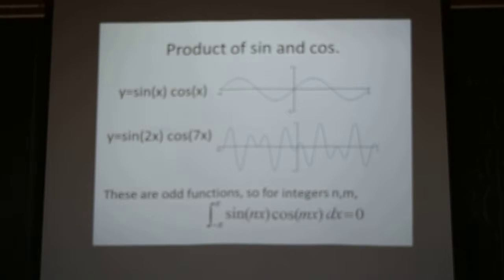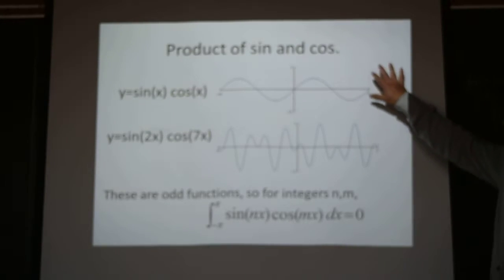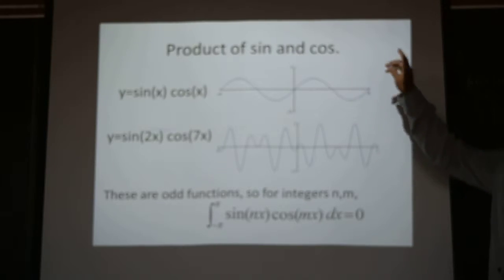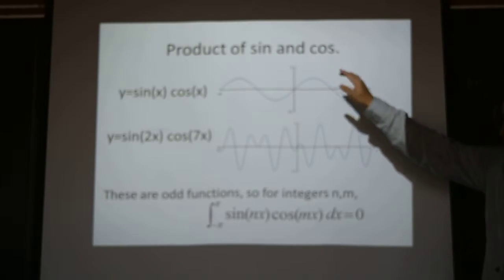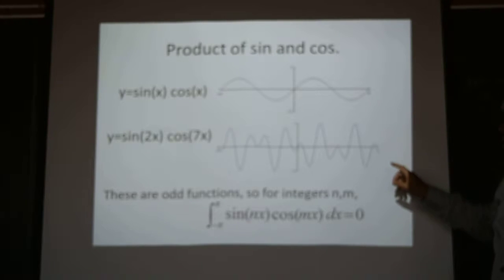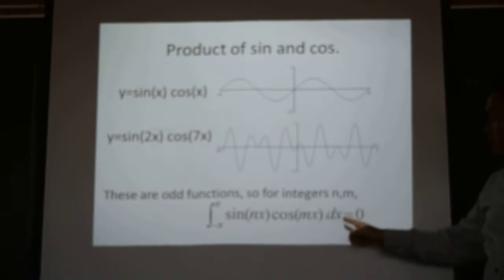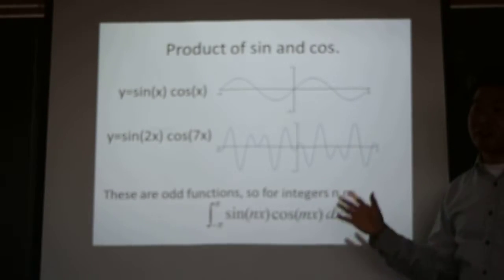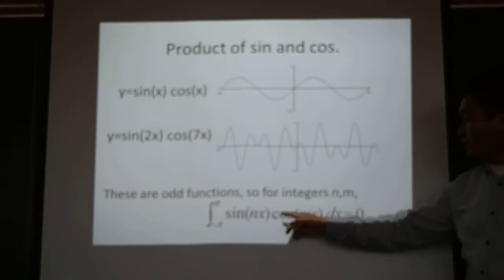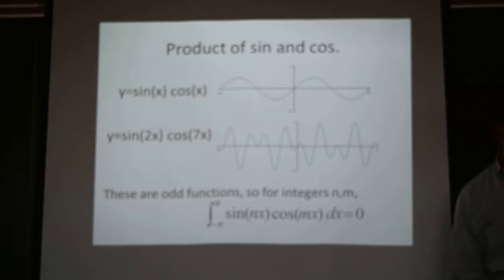Okay then, going back to this product of sine and cosine, because it's an odd function, the result of even times odd or odd times even is an odd function. What do we know of their integral? It is 0. Okay. So sine times cosine will always be 0, regardless of what these m and n are.